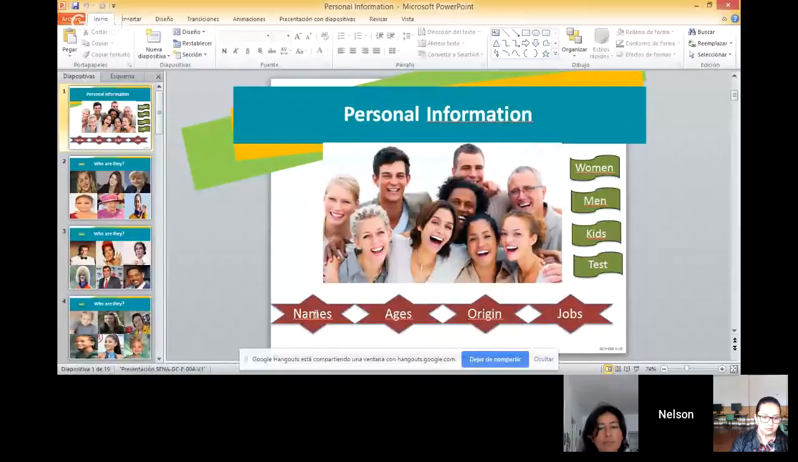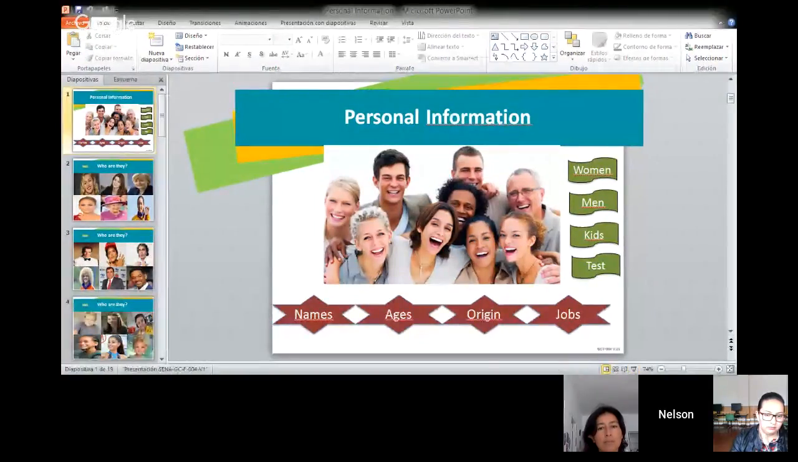Well, we have the description here of names, ages, origin, and jobs. This is the personal information we normally share with other people when we first get to know them, right? So let's take a look at this part of the names.